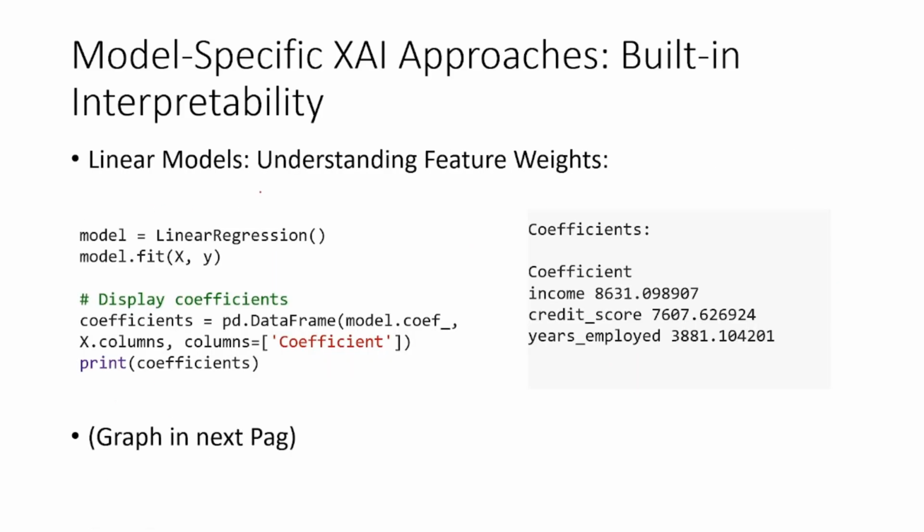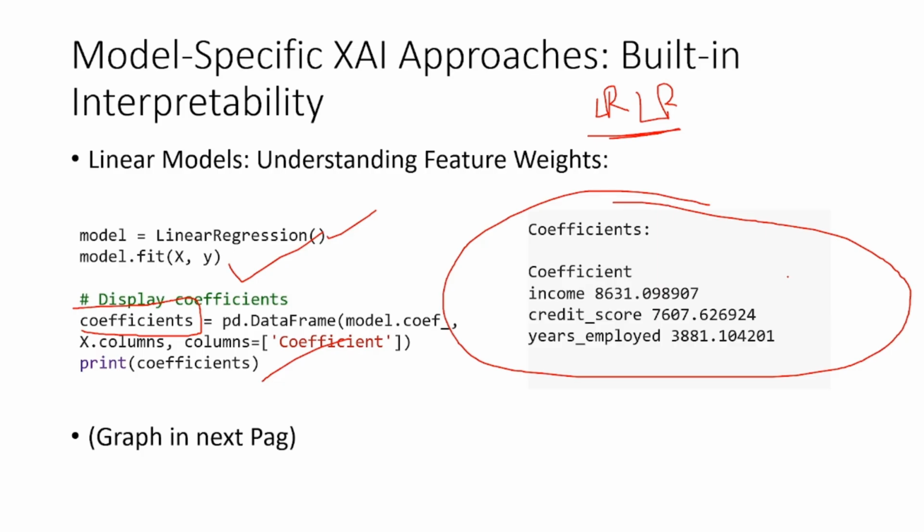Next come linear models, basically logistic regression or linear regression. Here's the code. We are declaring a linear regression model, fitting it, storing the coefficients and printing the coefficients. From this, without even knowing the data, we can say something about a particular decision. Over here, income is very important.